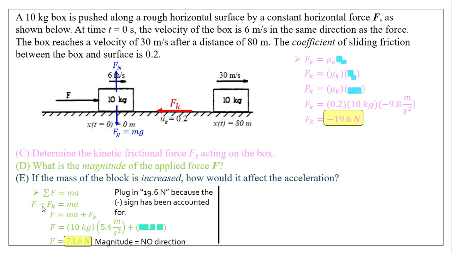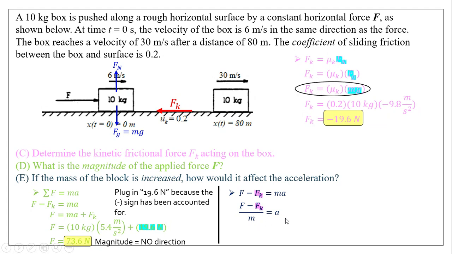Part E asks if the mass of the block is increased, how would it affect the acceleration? Well, this is pretty straightforward. The function that I just carry over, watch where I'm circling. In the work for part D, I know that F minus Fk is equal to ma, so I can just start with that. F minus Fk is equal to ma, but it's looking at acceleration, so I need to isolate for acceleration. To get acceleration by itself, I need to divide both sides by m. Okay, so that's just an algebra move there. So therefore, we say F minus Fk divided by m would give you a.